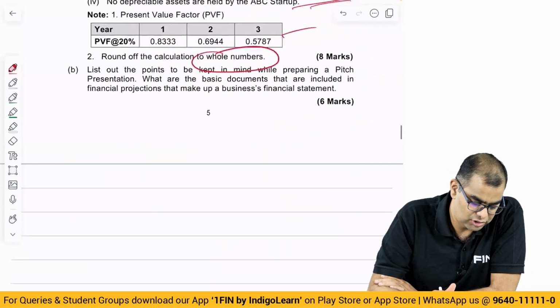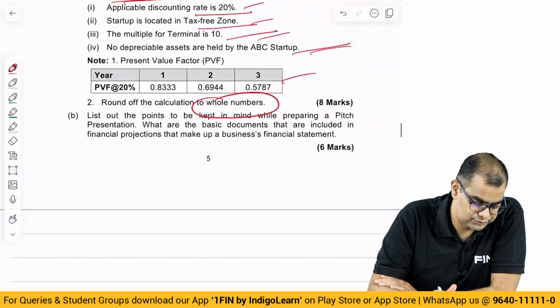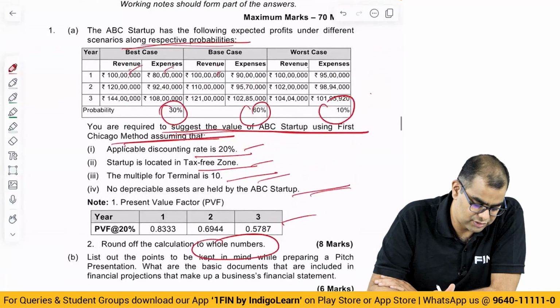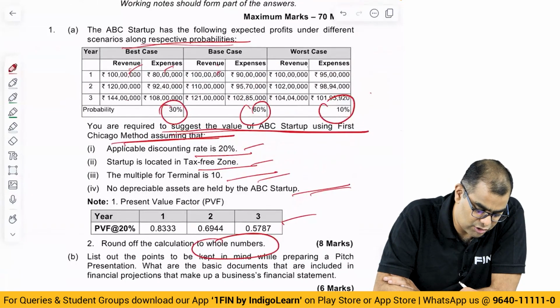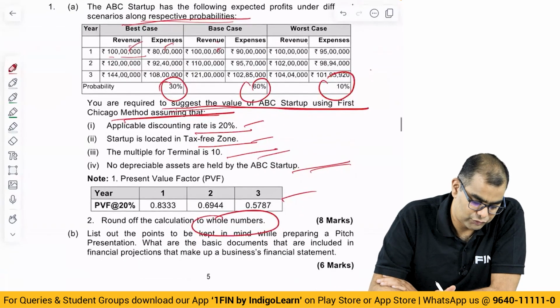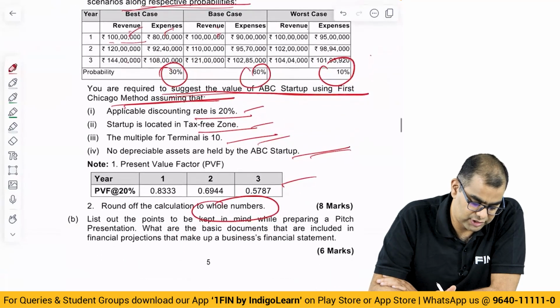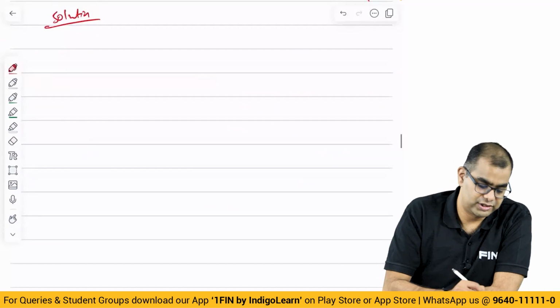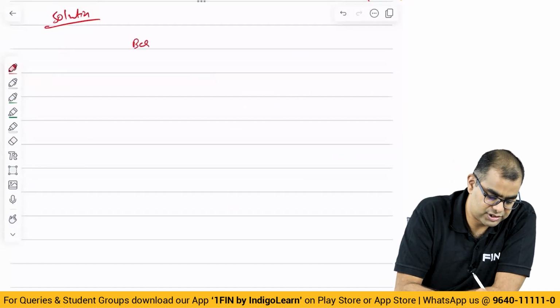So let us look at the solution. What are the things they are saying? This is how many zeros? 1 lakh, 100 lakh. So this is 1 crore. Okay, so you have 1 crore. Discounting rate is 20%. So let us look at the solution. First, best case scenario.